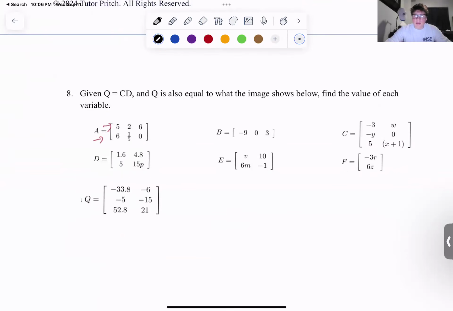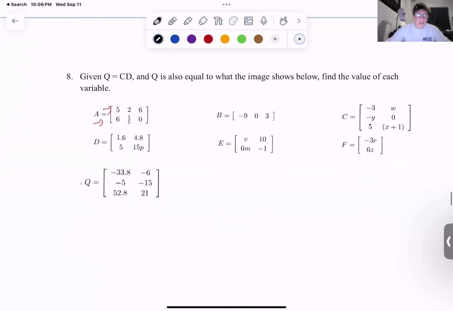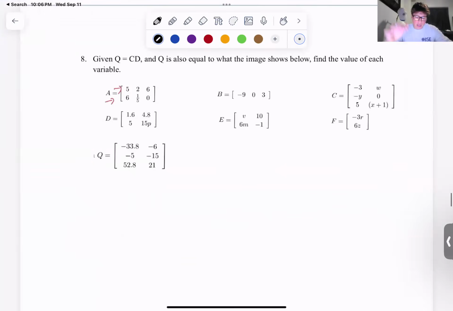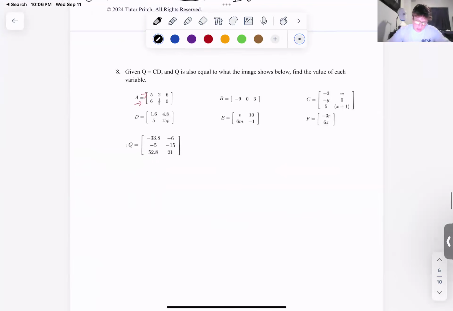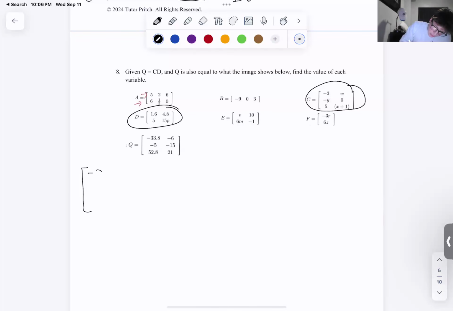Number 8. And do we have more people? No, okay. Number 8. Given Q equals CD, and Q is also equal to what the image shows below, find the value of each variable. So we have CD, and we first have to multiply those together. Okay, what is this going to equal?